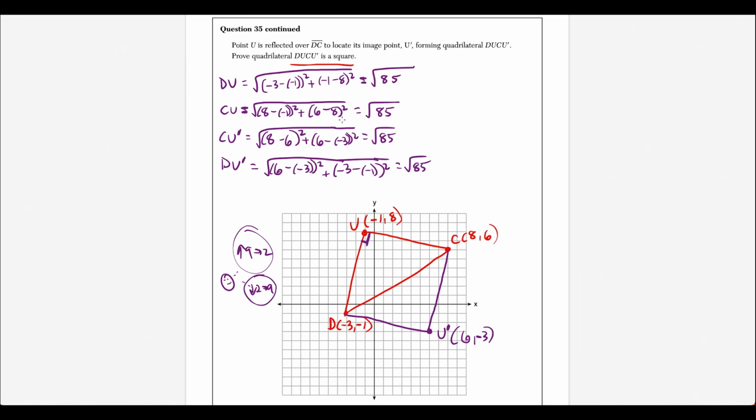So now let's combine everything. Since all 4 sides of this quadrilateral are equal in measure and we have a right angle, that tells us that DUCU prime is a square.